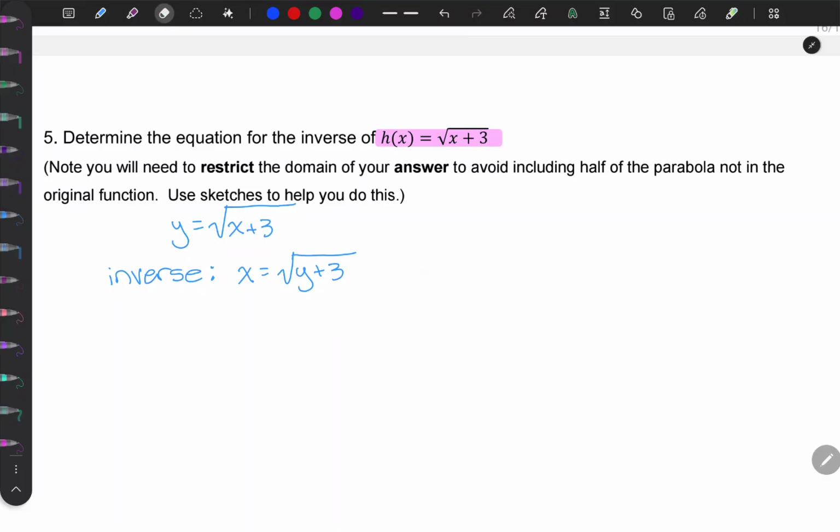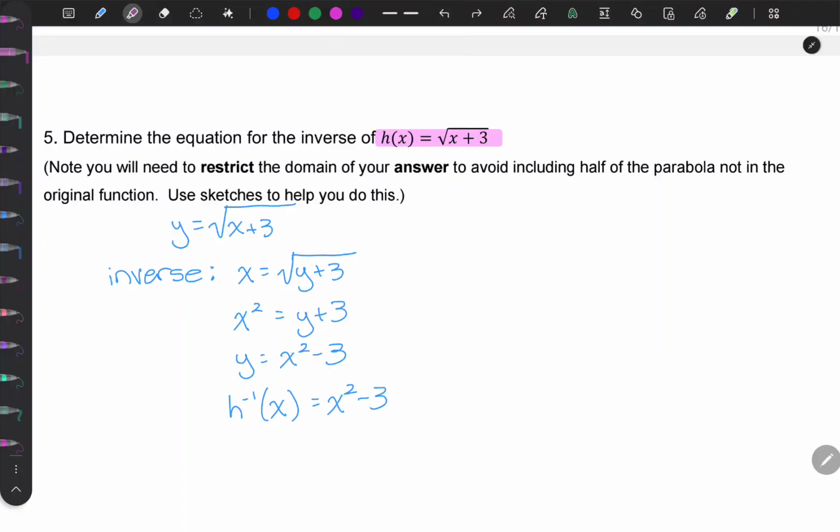All right, we want to try and get y by itself. We can square both sides of the equation so that x squared is equal to y plus 3. And then we get y equals x squared minus 3. Because our inverse for this is a function, I could actually also say h inverse is equal to x squared minus 3. How do I know that? Just because it's a quadratic, x squared minus 3.